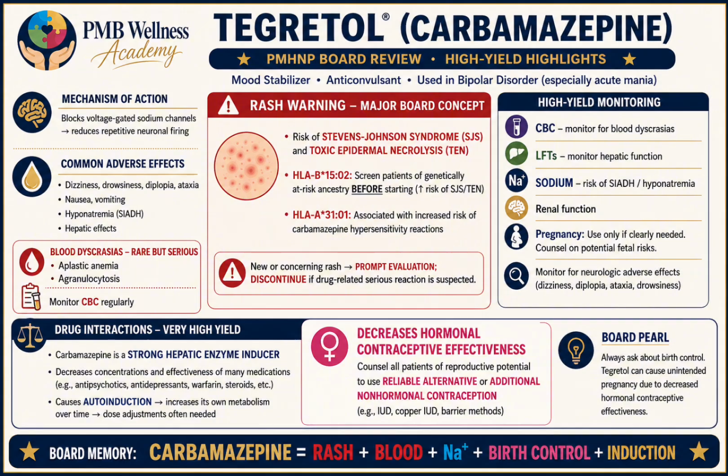Tegretol also causes autoinduction, which means it induces enzymes involved in its own metabolism. After it is started, enzyme activity progressively increases, which can increase Tegretol clearance and shorten its half-life. Therefore, dosing and concentration may require reassessment during the early weeks of treatment. For the boards, remember the general pharmacokinetic principle: induction means faster metabolism and usually lower drug concentrations.